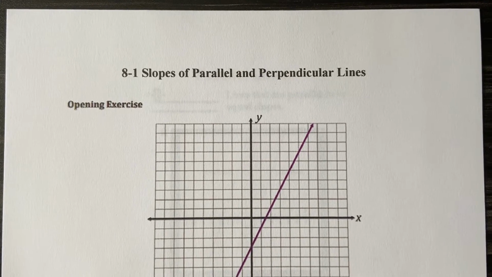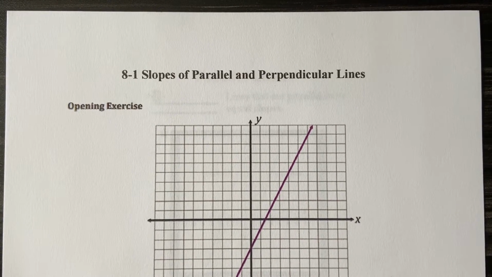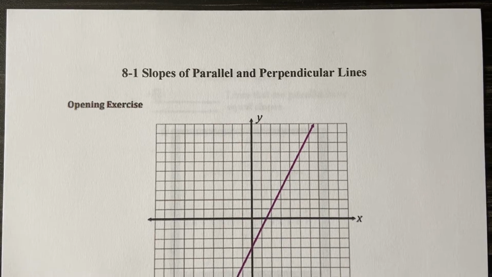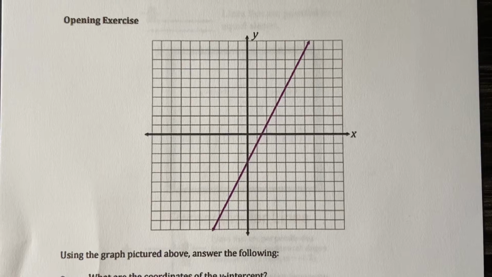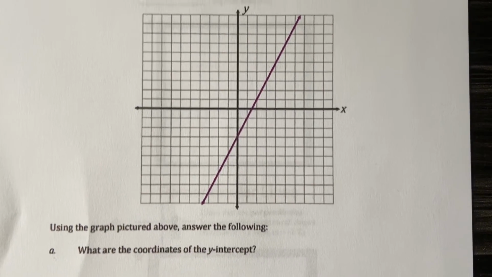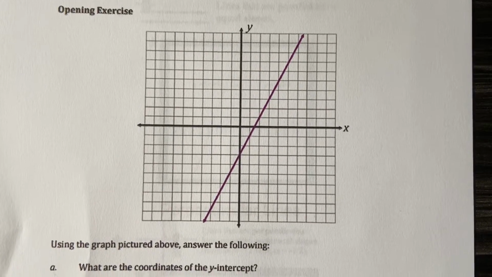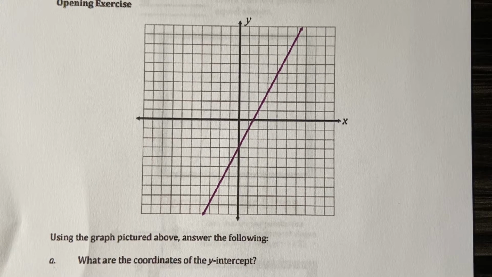This is lesson 7-1 called Slopes of Parallel and Perpendicular Lines. In the first opening exercise, we have this equation of a line. Well, we don't have the equation yet. They're just drawing the line for you, and then they're asking us a couple of questions down below.